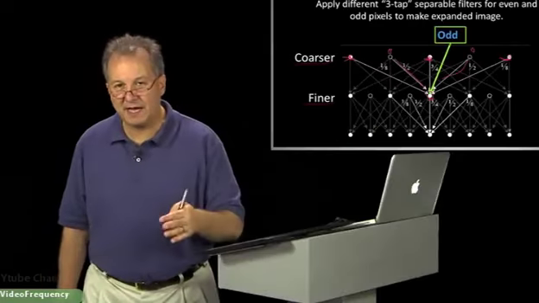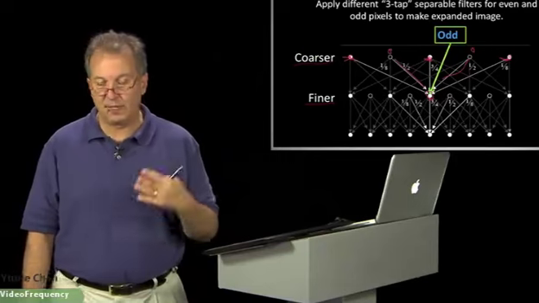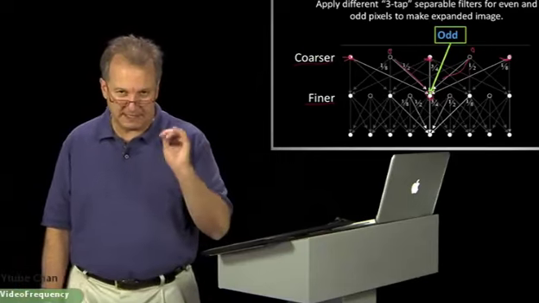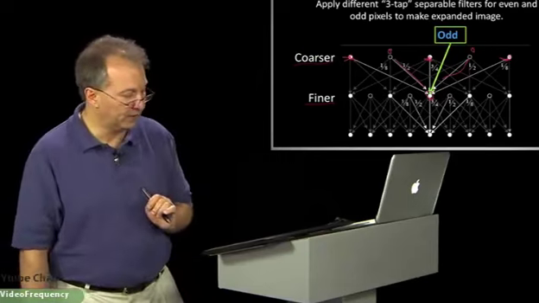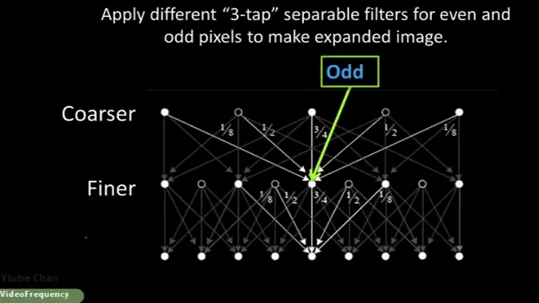By the way, we're going to provide the original Burt and Adelson paper that talks about reduce and expand, so you'll be able to look at that a little bit more carefully. All right. That's to reproduce a pixel that's actually underneath one that's there.